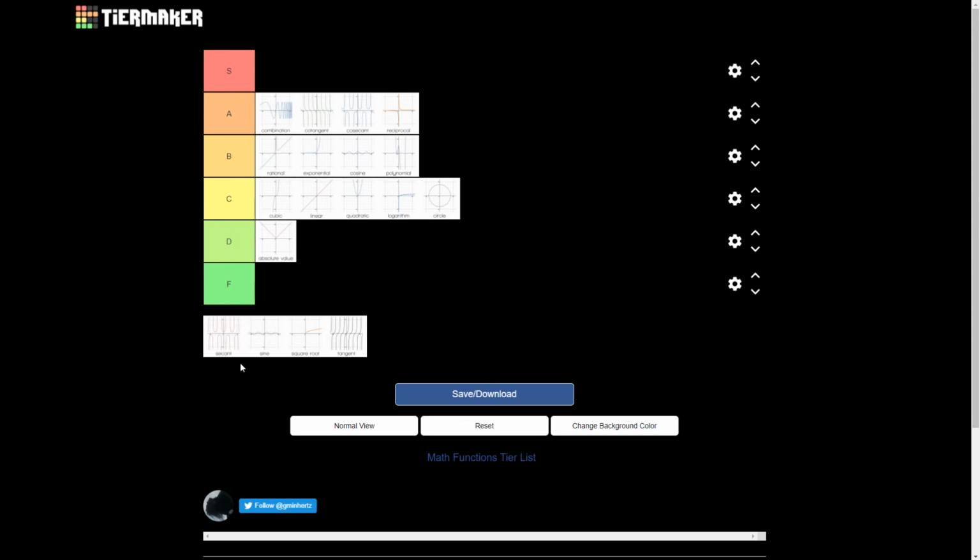Okay. Secant. Secant, probably going pretty close to cosecant. Is it cooler? You know what? I think it might be cooler since it starts kind of right in the middle. I like that. I can appreciate that.